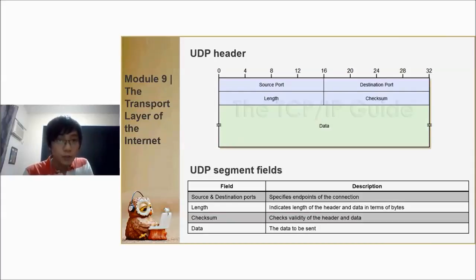For the UDP header and UDP segment fields, here we can see that it's noticeably less than in TCP. So that justifies the lower overhead. But at the same time, it means that it has fewer features, making it unreliable.